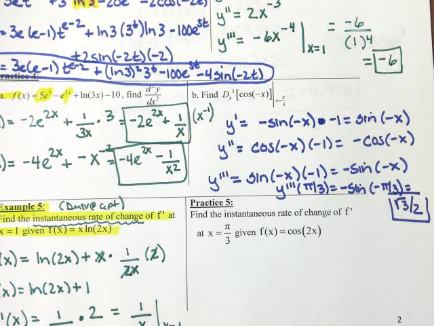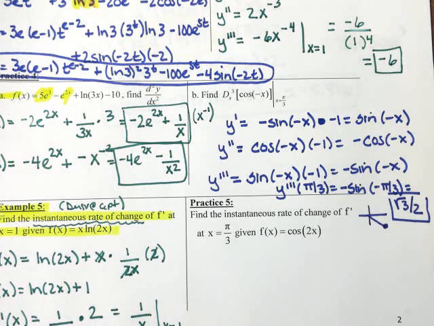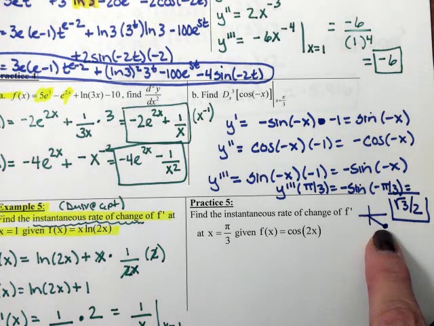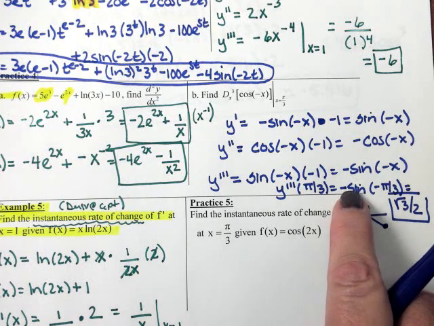Again, negative pi over 3, remember, is down here in quadrant 4. It's in exactly the same location as 5 pi over 3. So the y-coordinate down here at 5 pi over 3 is negative square root 3 over 2, but then you have to negate it because of the negative sign in the front.